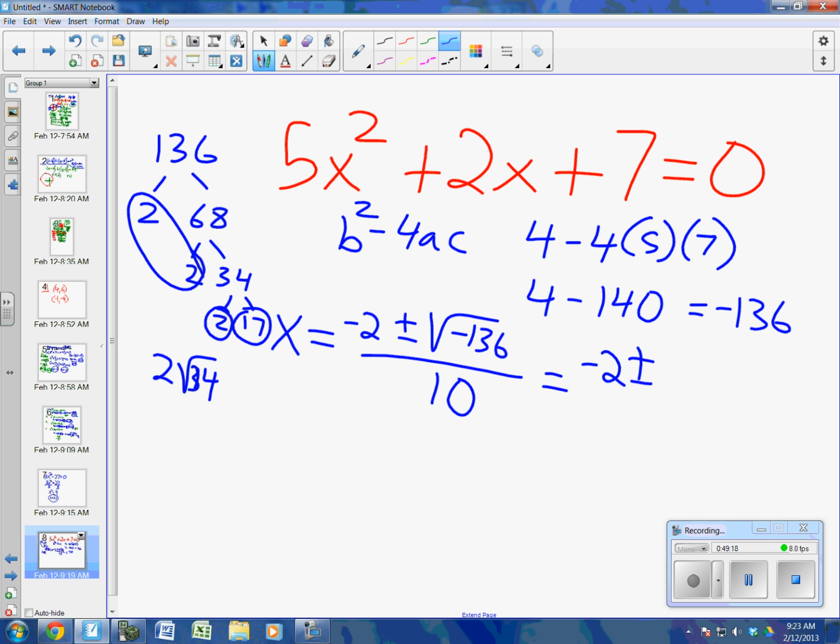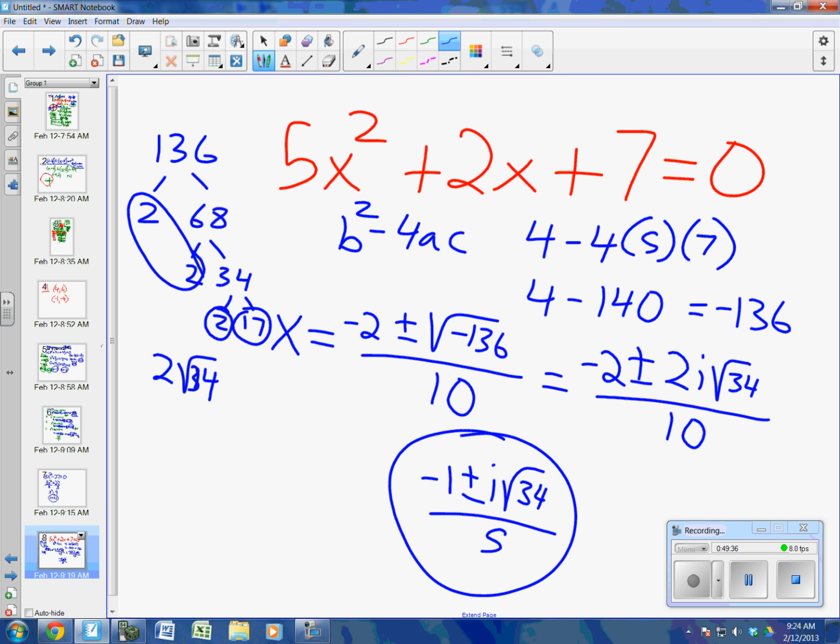Negative 2 plus or minus 2i square root of 34, because it was a negative, divided by 10. And what number will go into all three of those numbers? 2. So that's going to be negative 1 plus or minus i square root of 34 all over 5. And that's what x is equal to. There's two numbers right there, right? A plus 1 and a minus 1. That's why we have the plus and minus. And that's your answer. Okay?